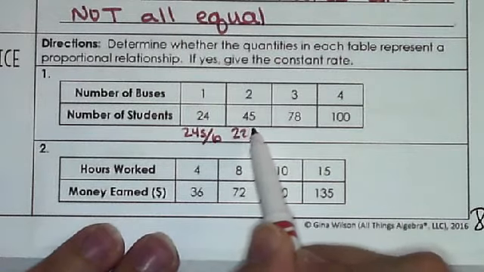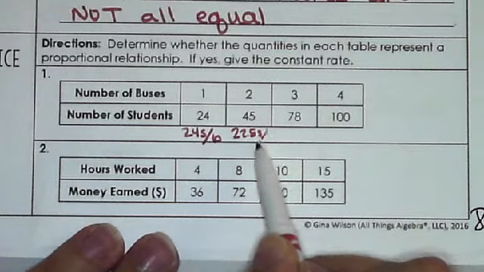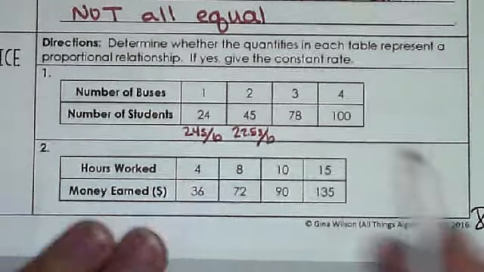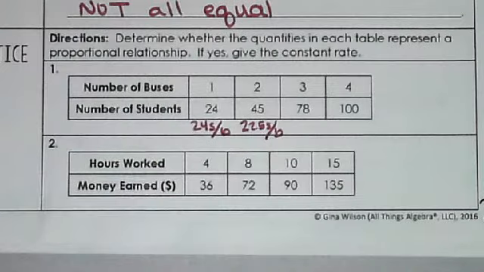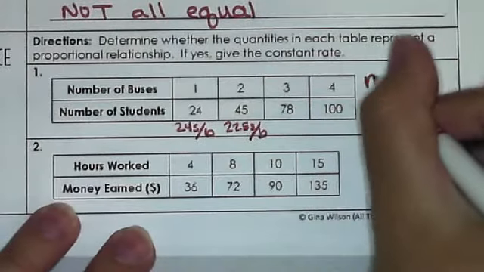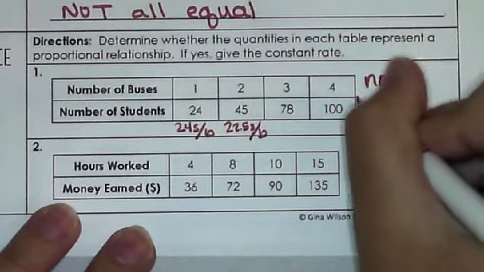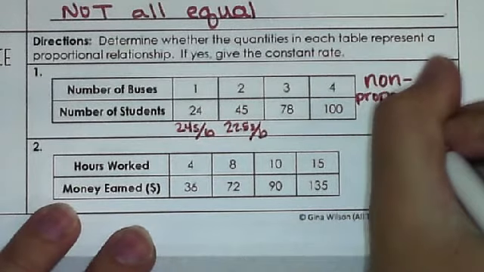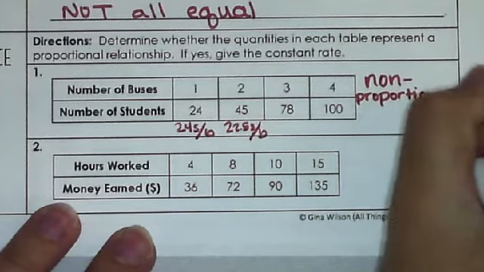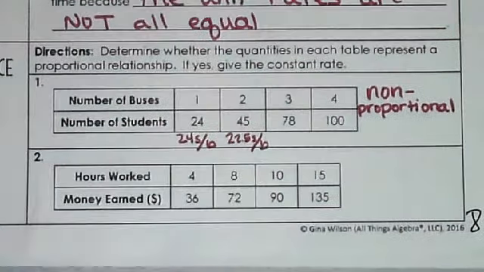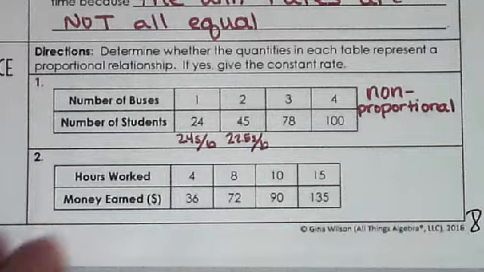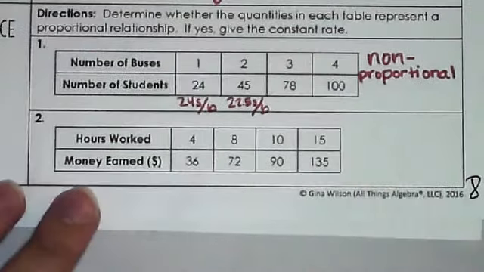All right, so that right there tells us what? Not proportional. Since these don't match, we're done. We don't have to do any more. So this is non-proportional. So as you're going through your homework today, if you find even one that doesn't match, you don't have to do the rest. You can stop and say it's non-proportional.